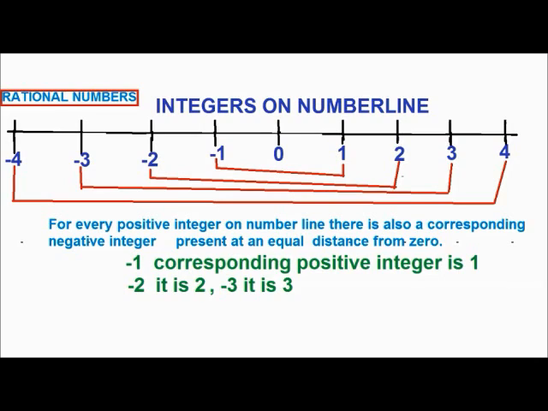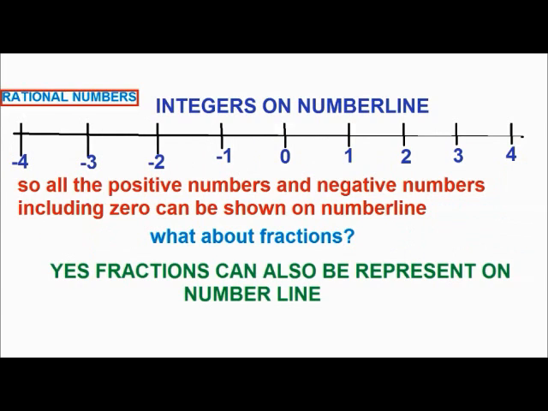1 is a positive number and at the same distance from 0, minus 1 is also there. So for every positive integer on the number line there is a corresponding negative integer present at an equal distance from 0. For minus 1 the corresponding positive integer is 1. For minus 2 it is 2. For minus 3 it is 3. So here are positive numbers and negative numbers including 0 on the number line.